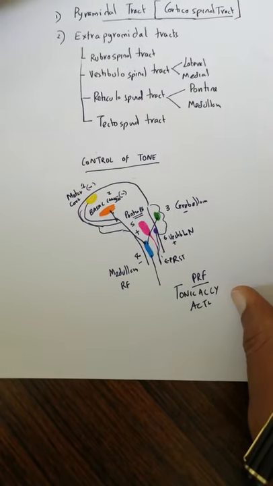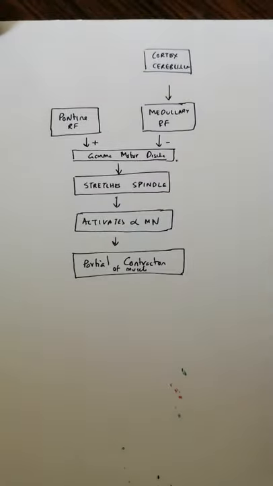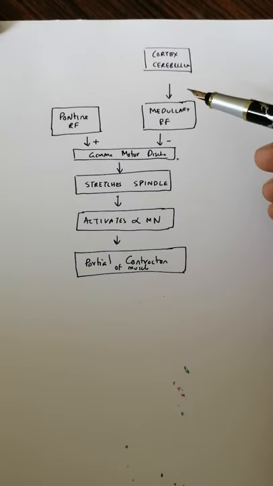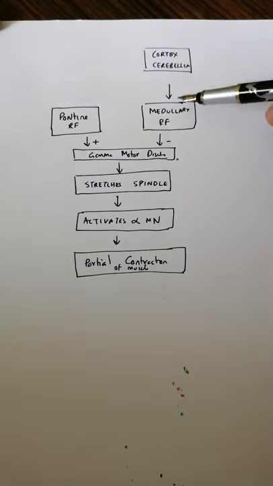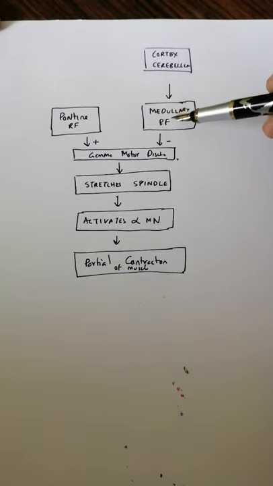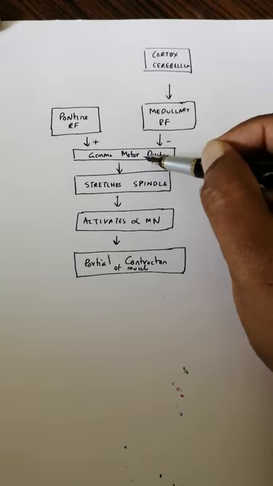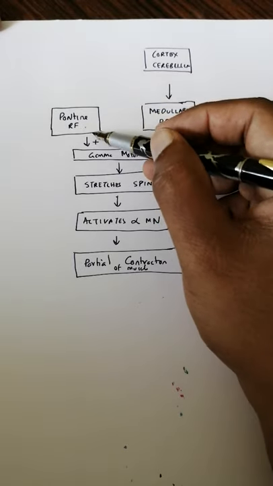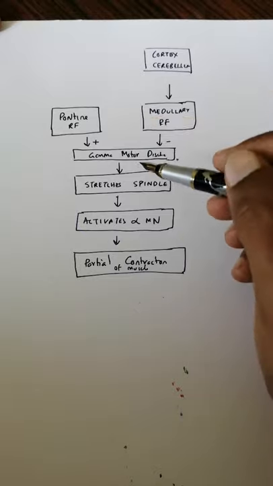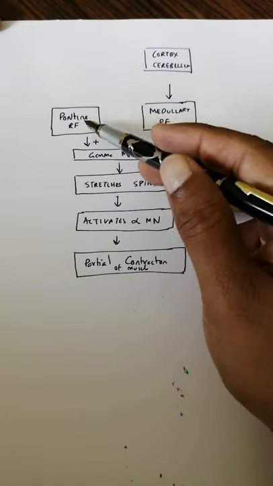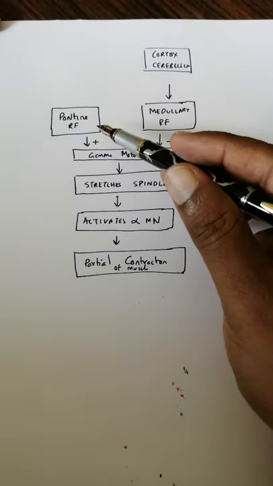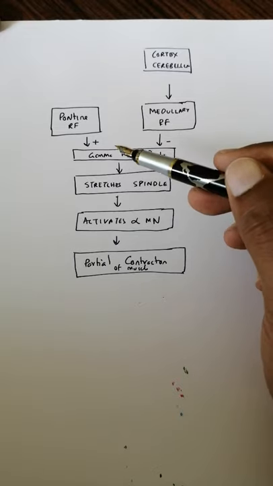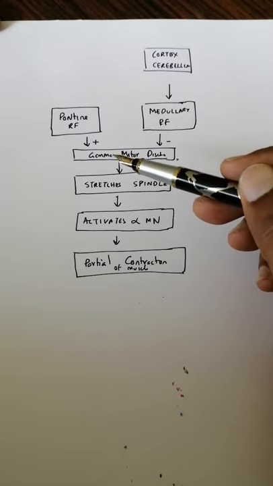So let us look at some detail about that, and see how tone evolves. Basically the cortex and cerebellum will stimulate the medullary reticular formation, and that will inhibit the gamma motor discharge. Meanwhile, the pontine reticular formation will facilitate the gamma motor discharge. When the pontine reticular formation stimulates it, those fibers will come down and supply all the gamma motor neurons in the anterior horn.